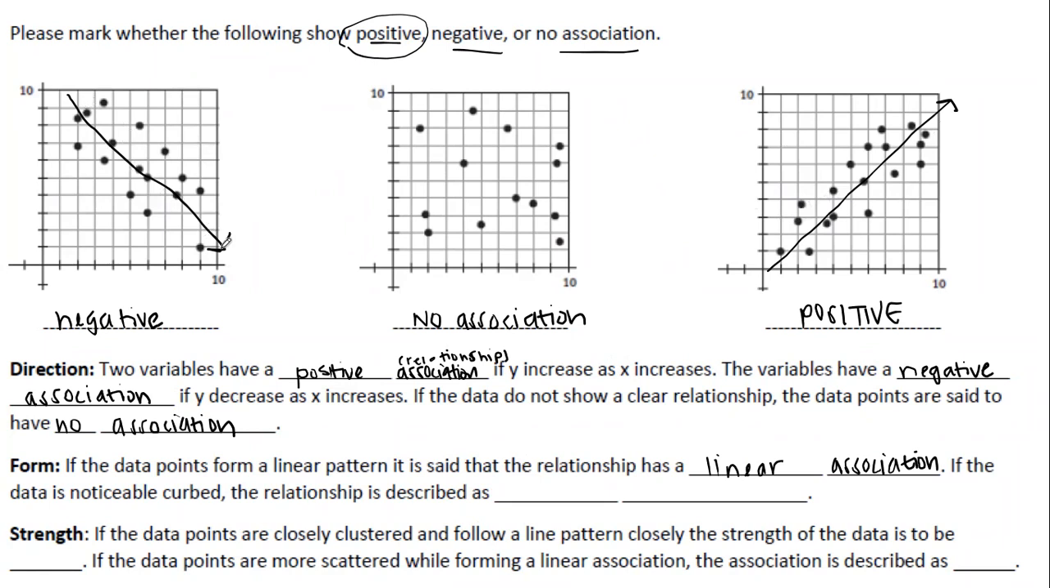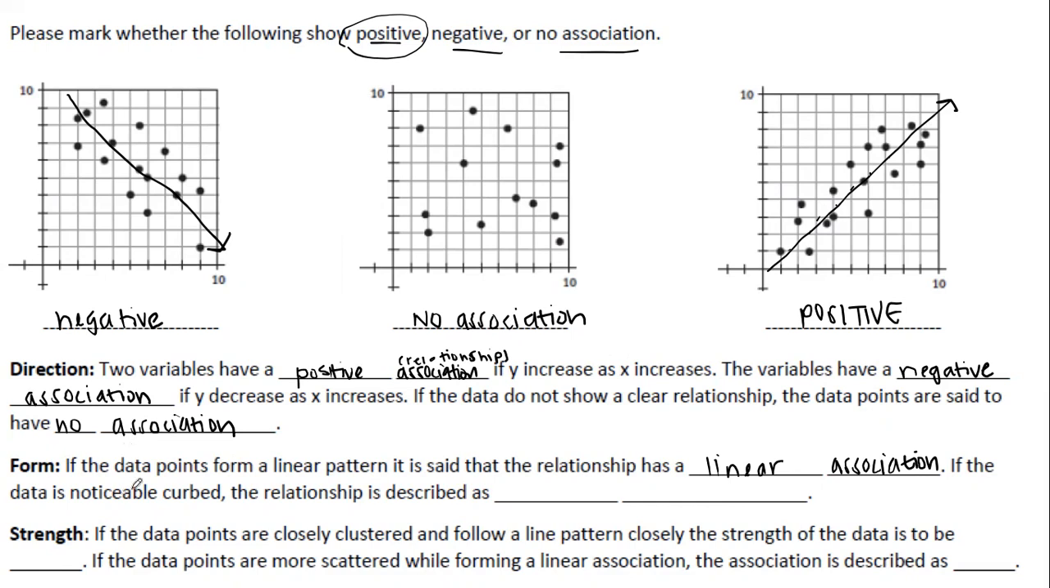They don't make a perfect line, but they're forming a line type pattern. So they look like they're going in a negative direction and it's a line. This is in a positive direction. And even though it's not making a perfect line, they're going in a linear direction.